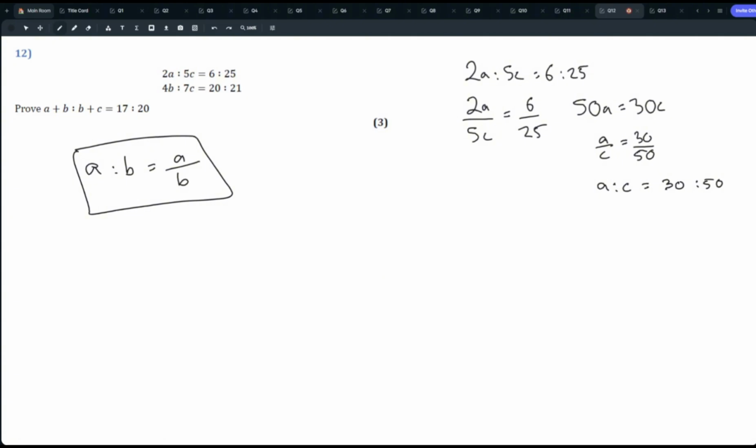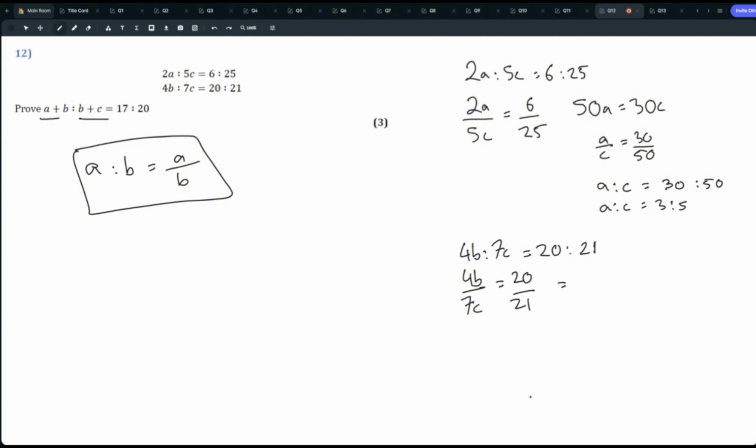What I can do is divide through by 10, and that's 3 to 5. Okay, that's A to C done. And we're going to do the same with B to C. 4b to 7c equals 20 to 21. Then what I'm going to do is again just put it in fraction form. Just be wary of what we're trying to find by the end. I didn't really mention any of this because I want to work out what the ratio is in terms of A, B, and C. We will get onto that because obviously we need to answer that question. So 4b to 7c equals 20 over 21.